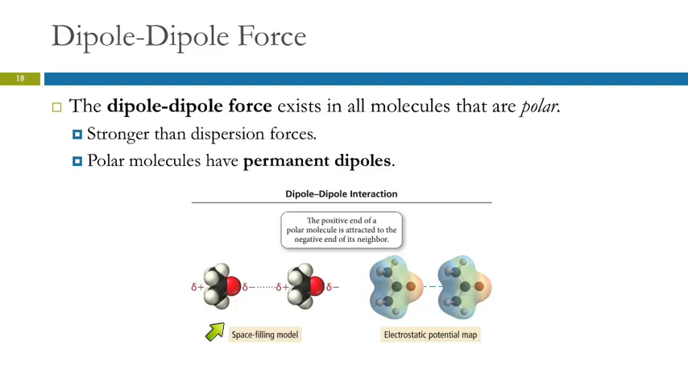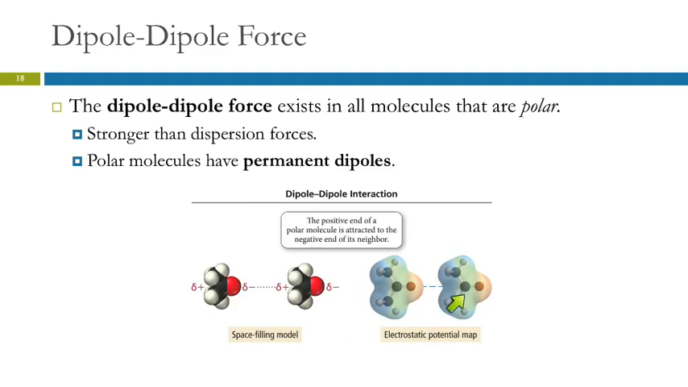So here we've got a space-filling model, and this is a polar molecule. We've got an oxygen here, and these are carbons and hydrogens. So this end of the molecule is always a little bit negative. This end is always a little bit positive. So the negative end of one molecule is going to be attracted to the positive end of the neighboring molecule. And that's the dipole-dipole force.